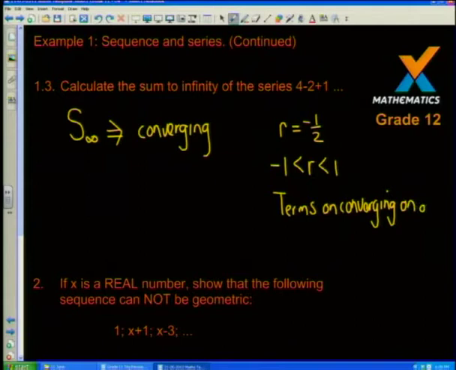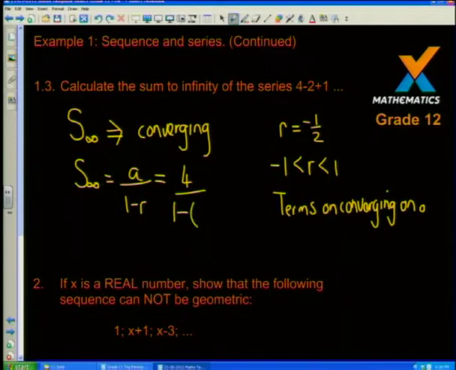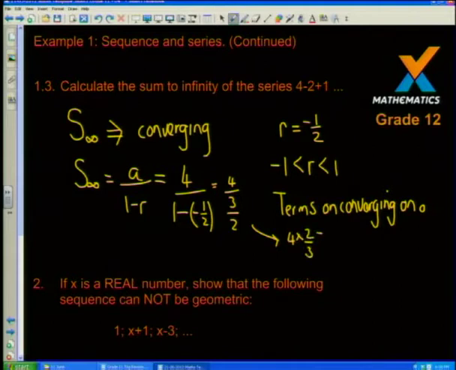All right. The sum to infinity on your formula sheets is going to be a over 1 minus r. So according to my given series, if I take a, it is 4, over 1 subtract, my r value is negative a half. And so this is just a matter of calculator. So 1 add a half is 3 over 2. And if we tip and times that, we're just going to get 8 over 3.